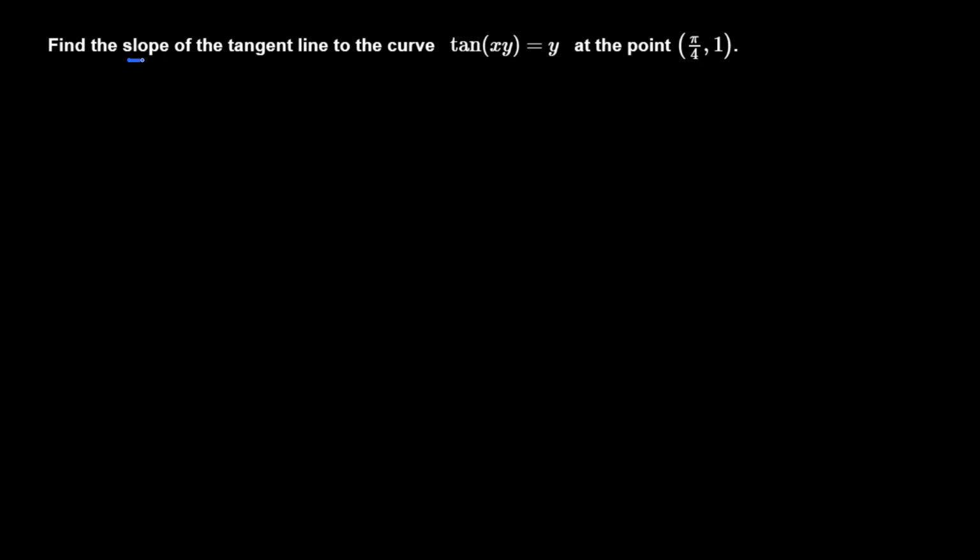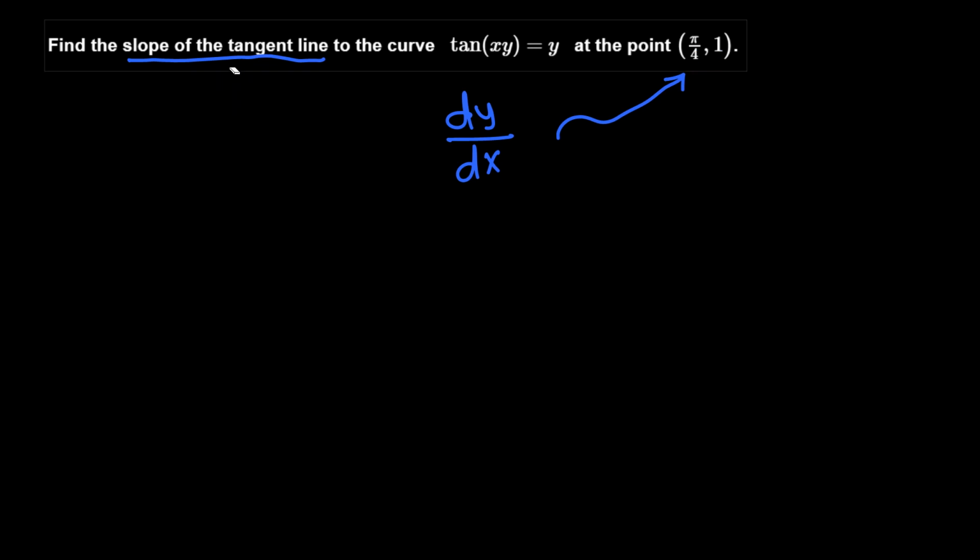Find the slope of the tangent line, that means the derivative, to this curve at the point pi over 4, comma 1. So basically we want to find the derivative, that's dy over dx, and evaluate this at pi over 4, 1. X equals pi over 4 and y equals 1. So let's find the derivative of this curve.